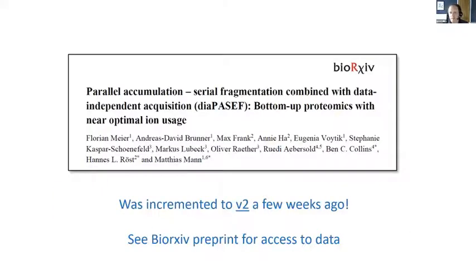If you're interested in more detail of what I'm going to describe now, we uploaded an early preprint on this around ASMS time last year with some rather early data. But we just incremented this preprint version a few weeks ago, maybe 1 or 2 months ago by now, to a somewhat more mature version, and it contains more of the data that I'm going to be showing today. It also includes details to access the raw data, in the second version of the bioRxiv preprint.